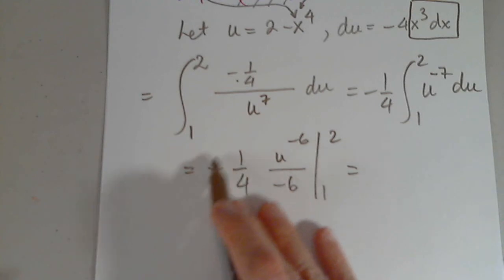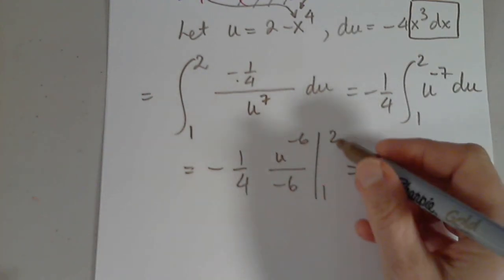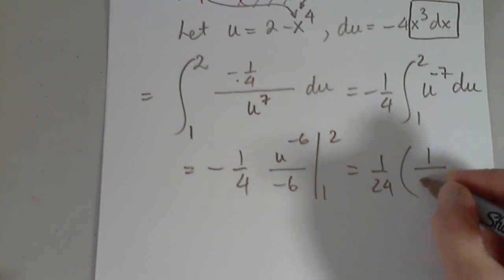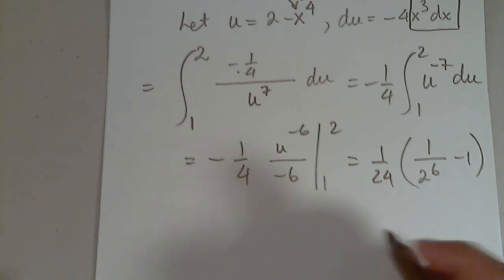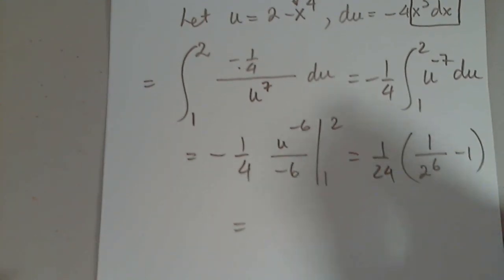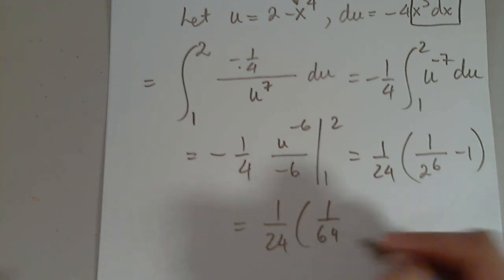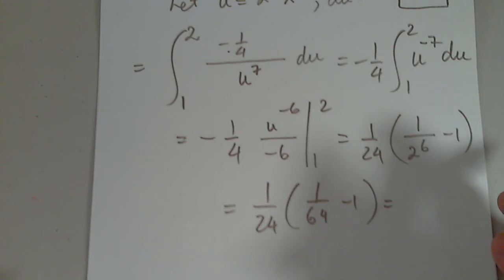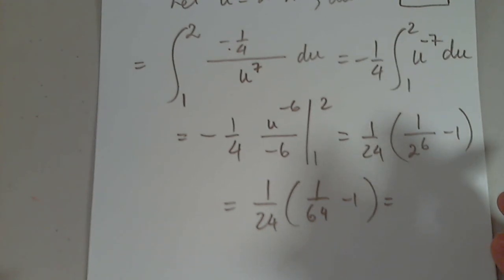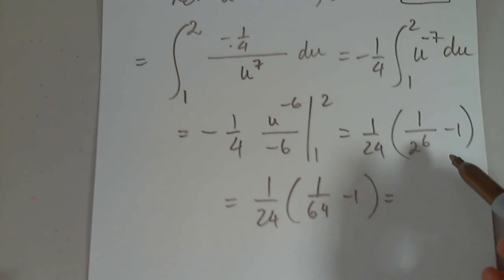So in front I have 1/24. I plug in 2. I get 1/2 to the 6th. When I plug in 1, I get -1. Okay, 2 to the 5th is 32. This is 64. So 1/24, 1/64, and -1. Any questions? Any questions so far?